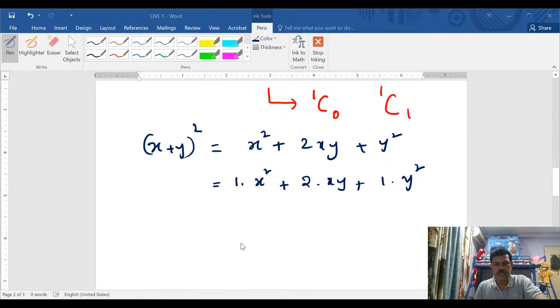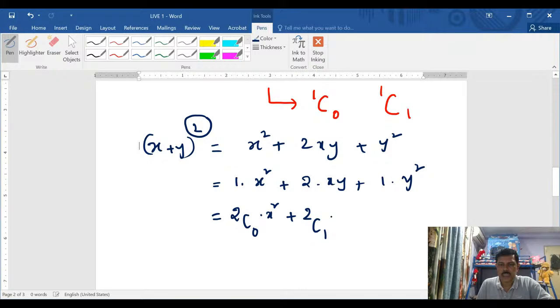Right. So what I am trying to do now is the last one. Here I write this as 2c0 x square, because the power here is 2. So this one I write 2c1 into xy. This I write 2c2 into y square. Just to understand what this binomial theorem is. Some basic or fundamental things we sometimes miss, so that is the reason I am just trying to show them first as a live video.